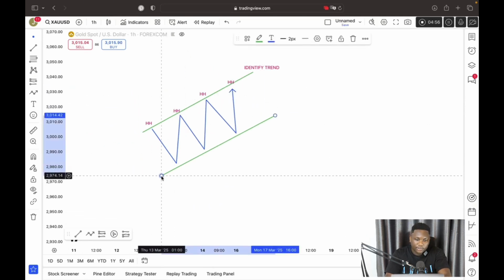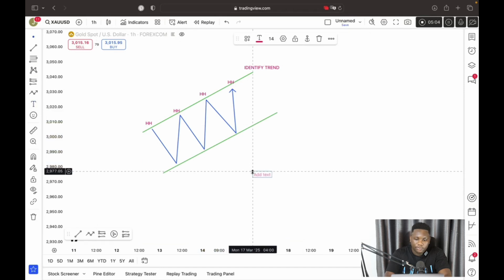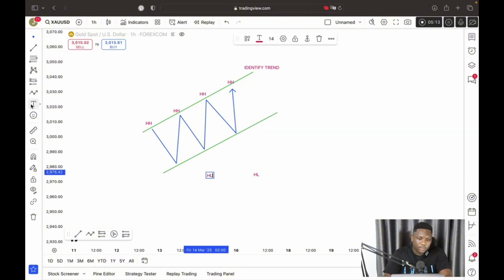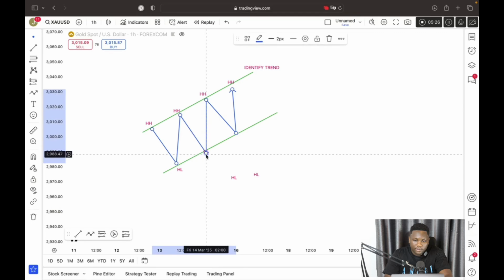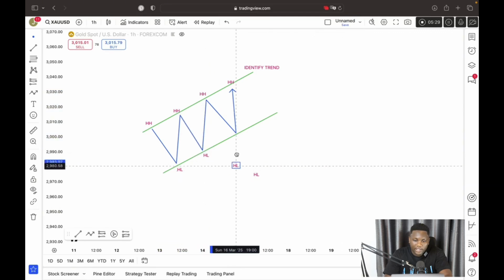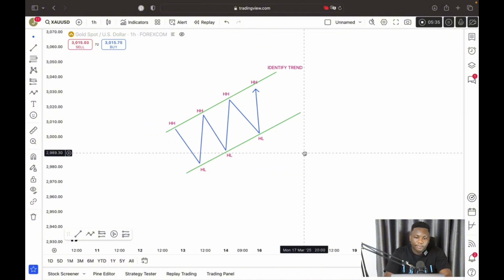And down here on this level, on our support level, we have what we call the higher low. This higher low level. Okay, we have what we call the higher low level. As you can see, make sure you mark well. Let us mark our zones well. We have the higher low level. So as you can see, that's what we call the bullish trend.